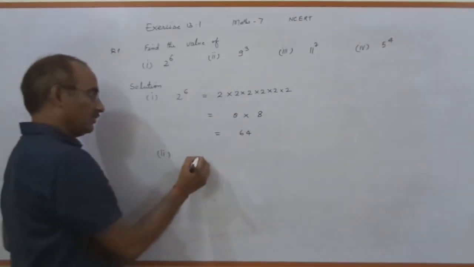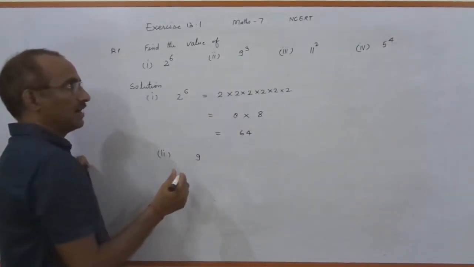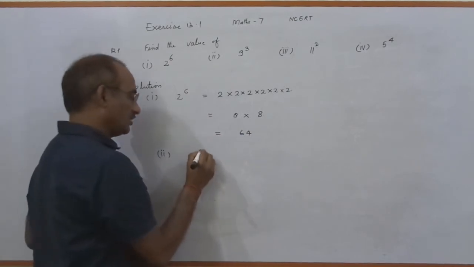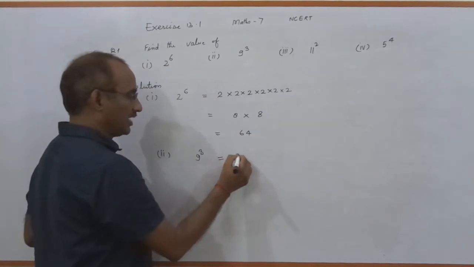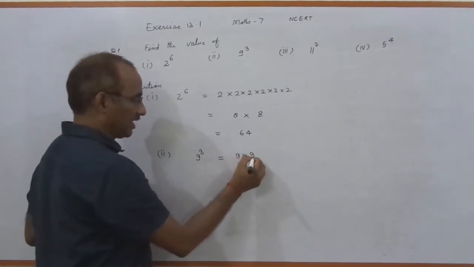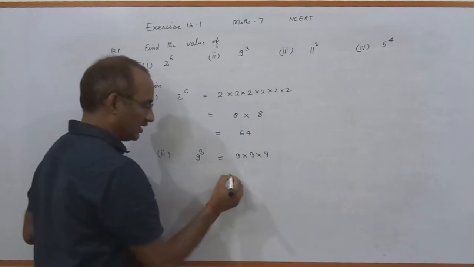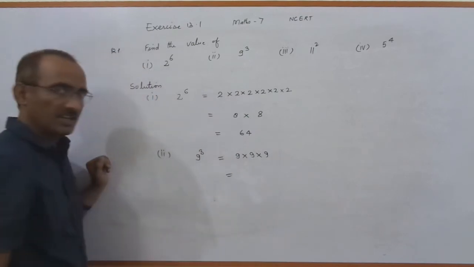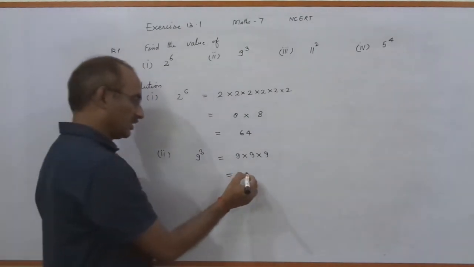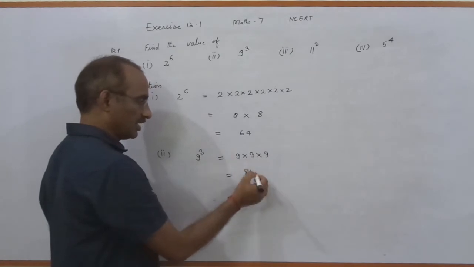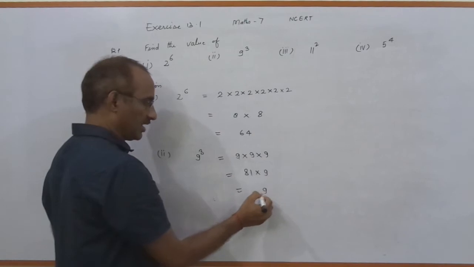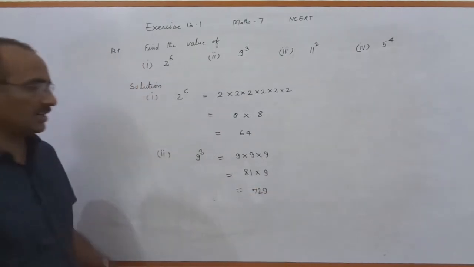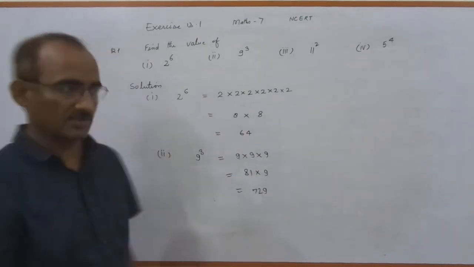It is 9 raised to the power of 3. It means we have to write 9 multiplied with 9 multiplied with 9. If we multiply 9 with 9, we get 81. 81 multiplied with 9: 9 ones are 9 and 9 eights are 72. So 729 is our answer.